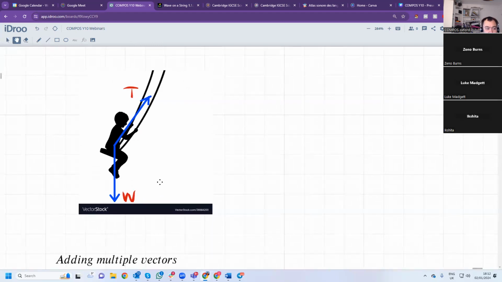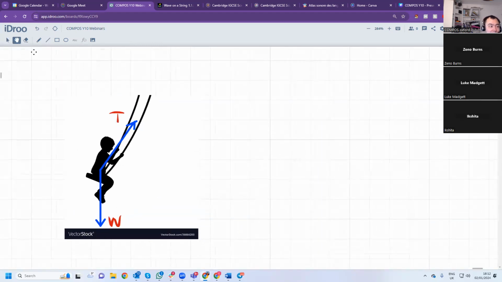Now, which method would you use here if you wanted to add the 2 vectors? If you want to add the W vector and the tension vector, which method would you use? Parallelogram or triangle?